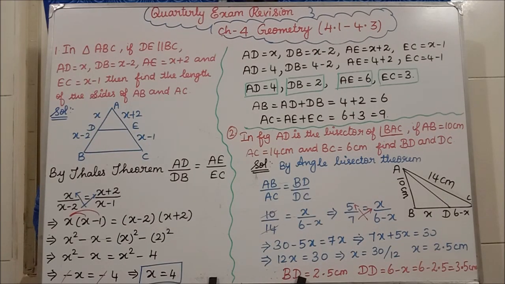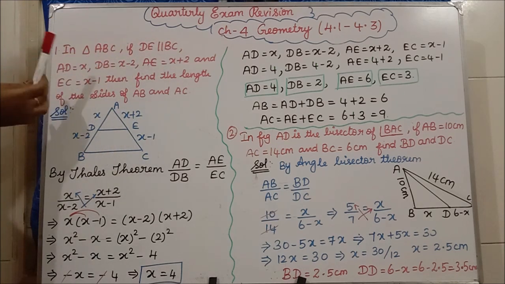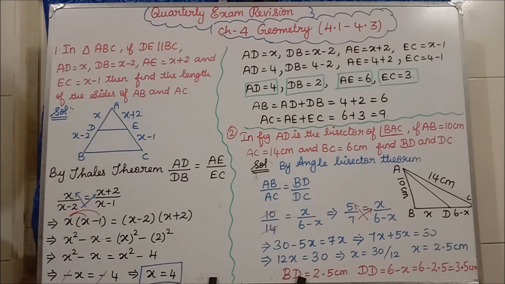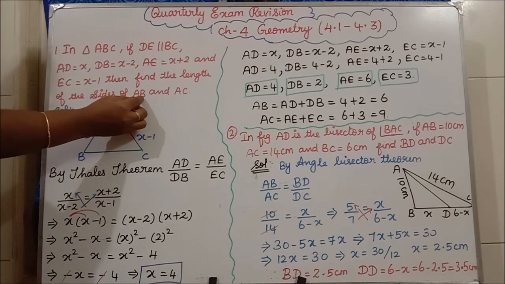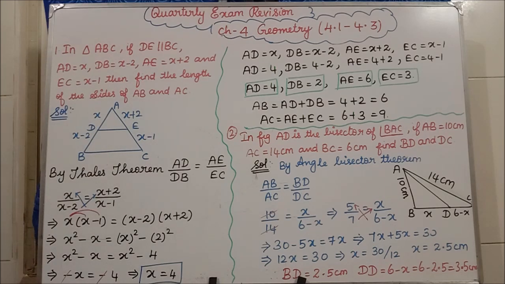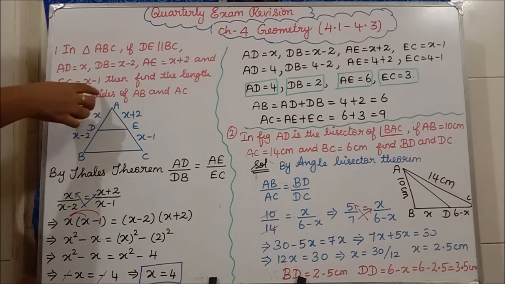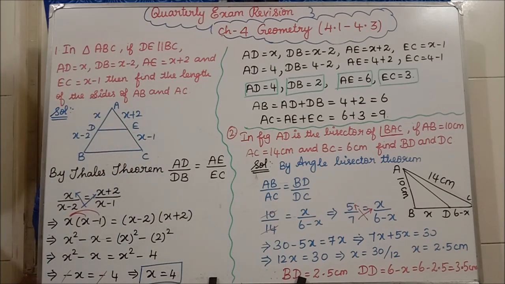Now based on the Thales theorem, I am going to do one problem. The same model you are going to try in your exercise problems also. Now see the question. In triangle ABC, if DE is parallel to BC, they have given AD, DB, AE and EC values. With these values we have to find the length of AB and the length of AC. Clear? Now write the values they have given in the triangle. AD is x, DB is x minus 2, AE is x plus 2, EC is x minus 1.